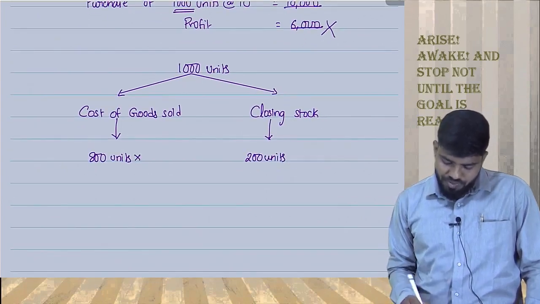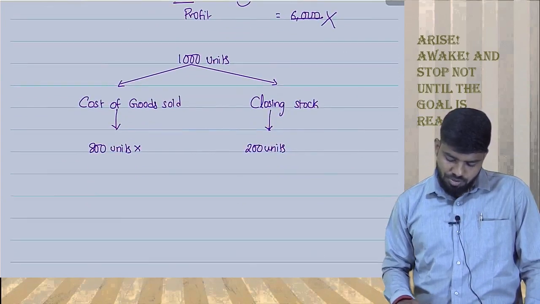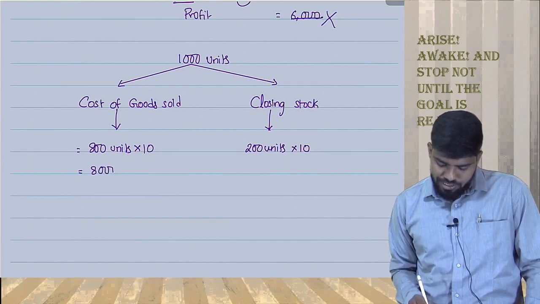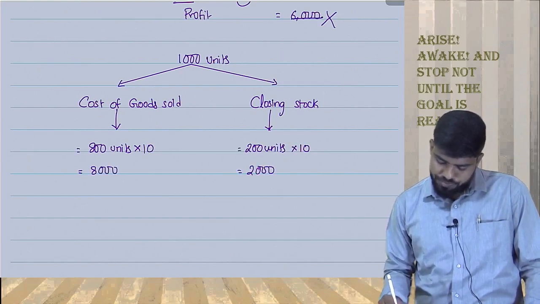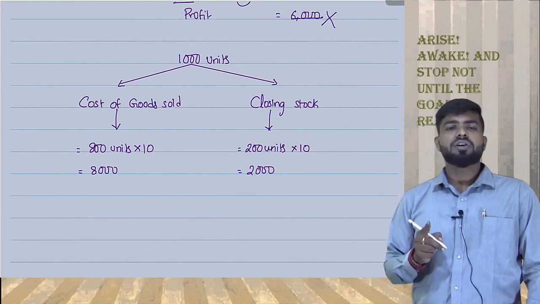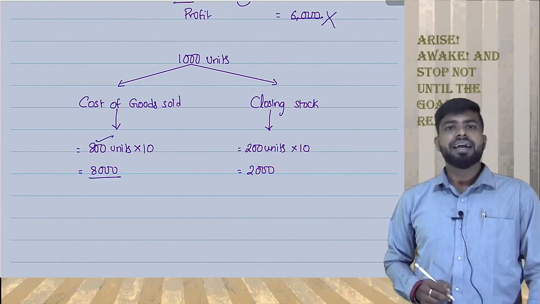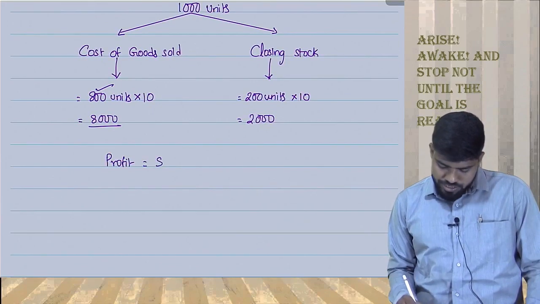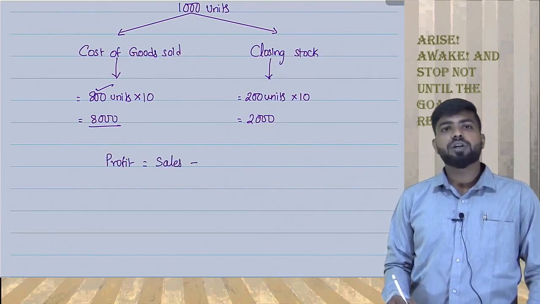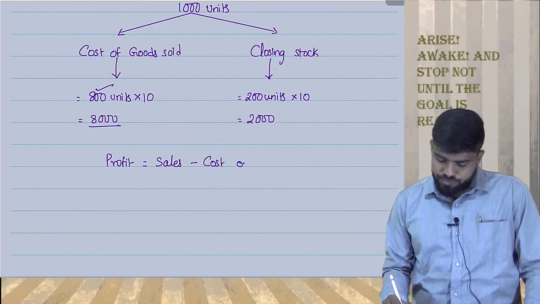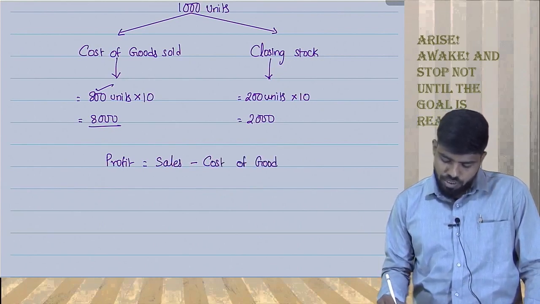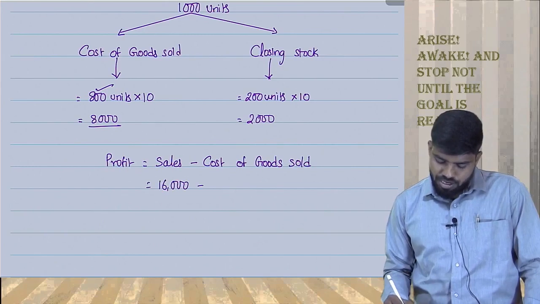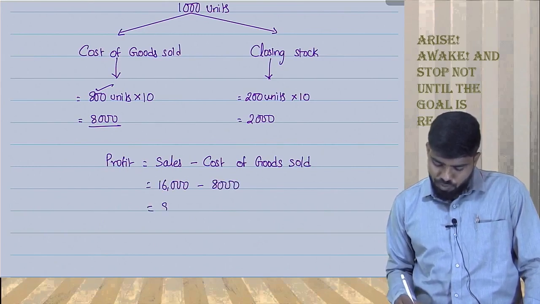So this 800 units should be valued at, each unit cost is how much? 10 rupees. So this 800 units should be valued at 10 rupees. This 200 units also should be valued at 10 rupees. Now it comes to 8,000 and 2,000. All of you understand what I am saying? So the cost of 800 units is 8,000. So how to calculate profit? Profit equals sales, and instead of writing total cost, I will write cost of goods sold. We should consider the cost only to the extent of goods sold. Sales is 16,000, we already calculated. Cost of goods sold is 8,000. So the absolute profit is 8,000.